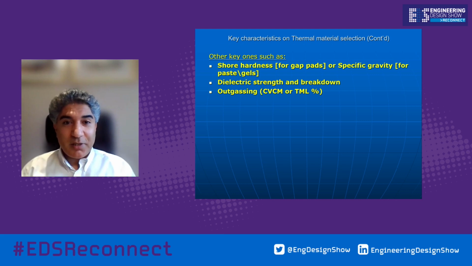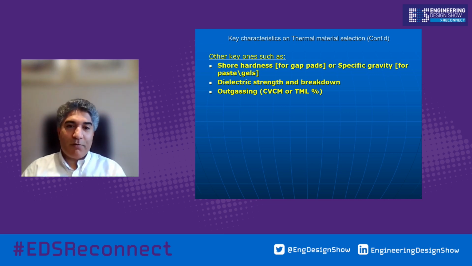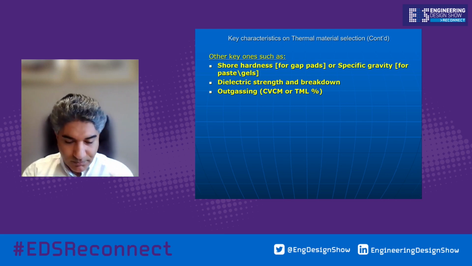The electrical strength, if you've got power supplies, so you want a voltage breakdown, we can provide that data in one of the data sheets. Outgassing: we can provide collected volatile condensable mass or total mass loss percentages. So we could provide some outgassing data on the various materials that we represent.